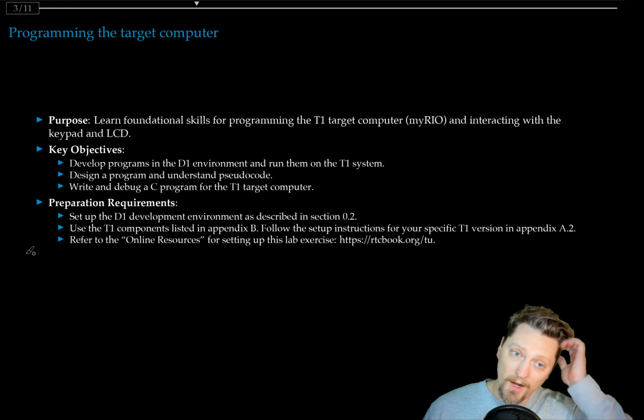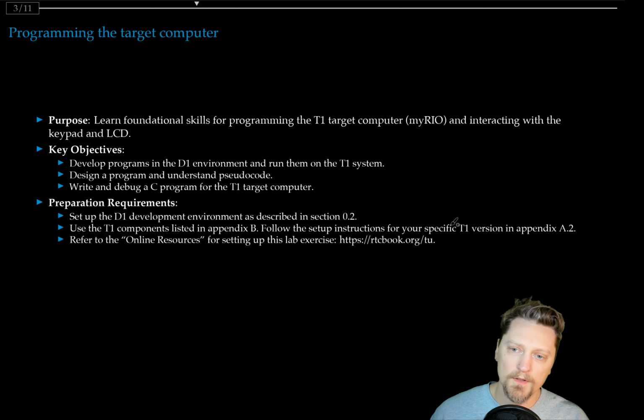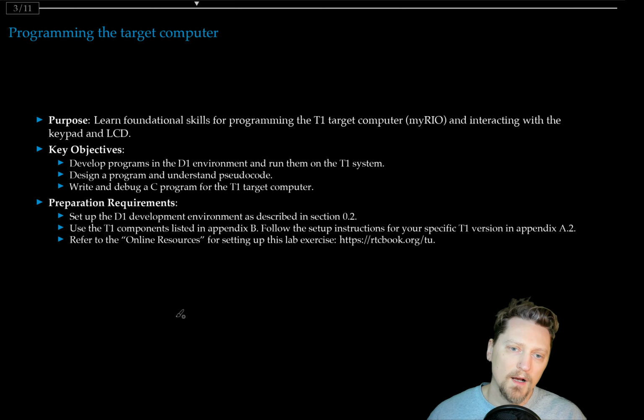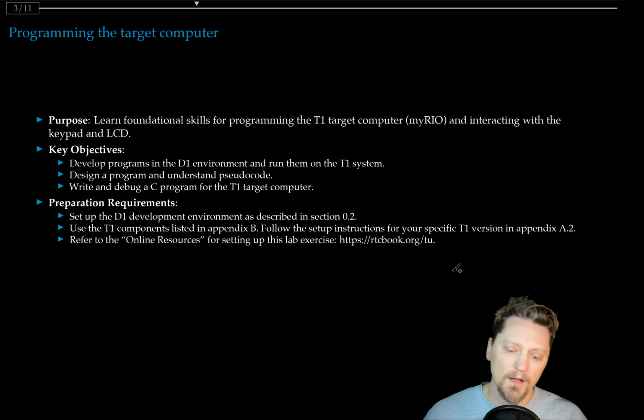And preparation requirements for the lab. Set up the D1 development environment as described in section 0.2. So you have to go back a few lectures for that. Use the T1 components listed in Appendix B. There's a table there that lists the components required for each lab. Follow the setup instructions for your specific T1 version in Appendix A2, which is also available on the website. Refer to the online resources section for setting up this lab exercise. So this is the short link to the lab exercise description on the website.